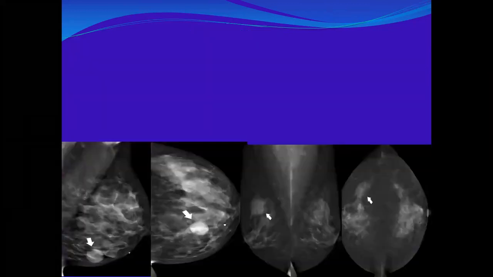This is an example to differentiate between a mass and an asymmetry. What do you think? On the left side, both are masses.